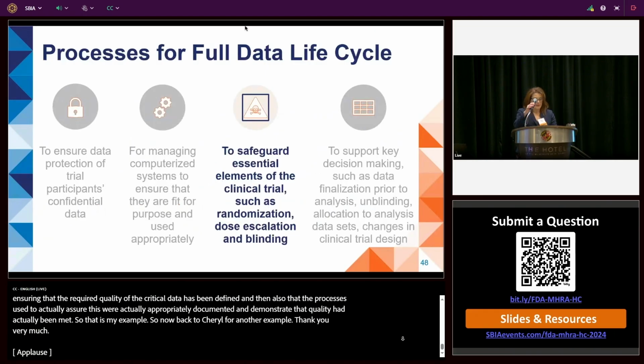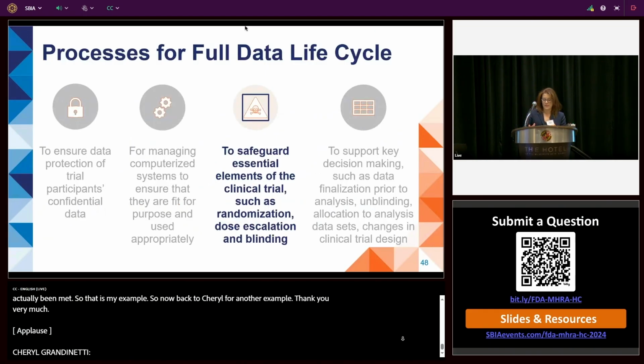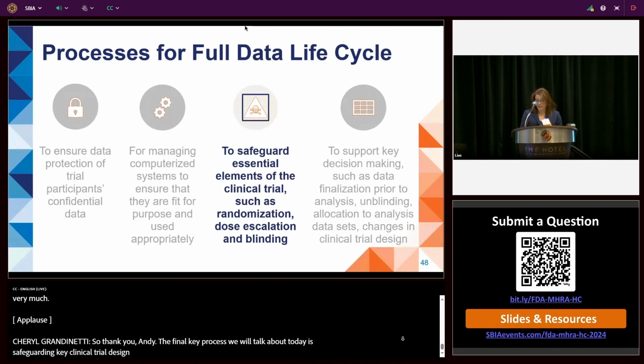So thank you, Andy. The final key process that we'll talk about today is safeguarding key clinical trial design elements. And I'll present a case that focuses specifically on the key process of safeguarding the blind.